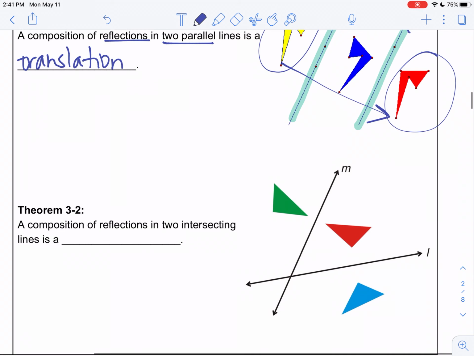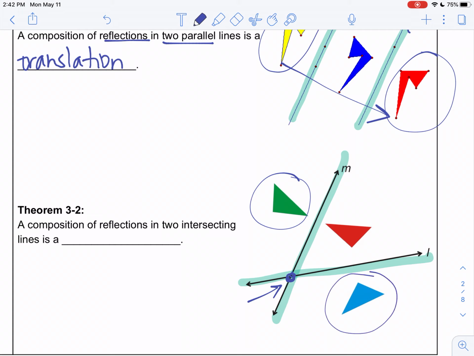Okay. Theorem 3.2 says, if you are going to reflect over intersecting lines, so line L and M intersect at this point. If we start with green, flip it over line M to get red, and then flip it over line L to get blue, what happened to get from our original to our new? And essentially what happens is that we are rotating. Okay, and this would be our center of rotation hanging out here where those lines intersect. But a composition of reflections in two intersecting lines is a rotation.